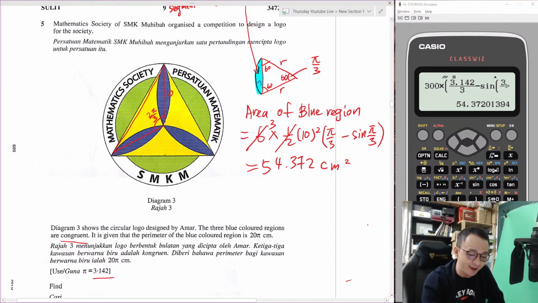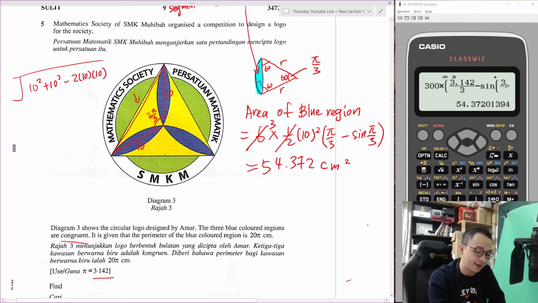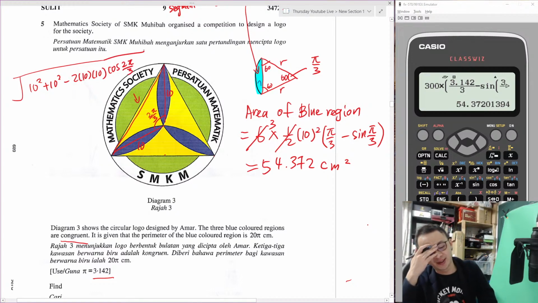And then this is 10. We have two sides and one angle between. We can find this easily, isn't it? So use the cosine rule. It will be the square root of 10 squared plus 10 squared minus 2 times 10 times 10 times cos 2 pi over 3. 2 pi over 3 will be 120 degrees, if not mistaken.